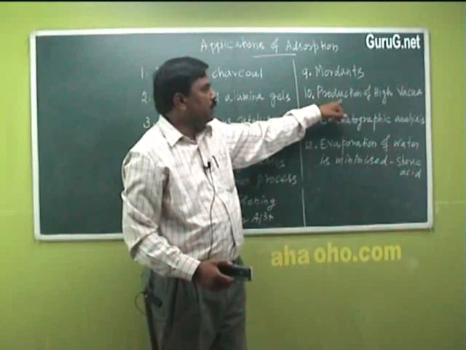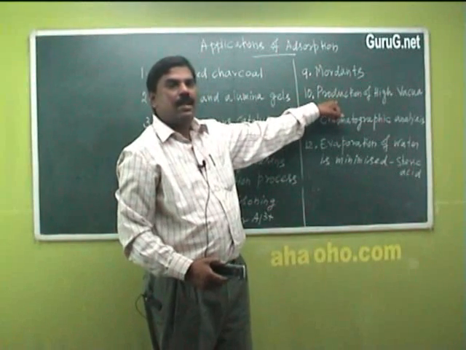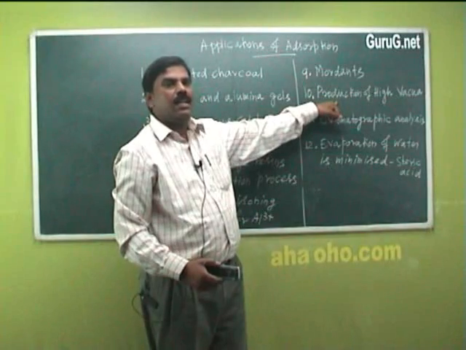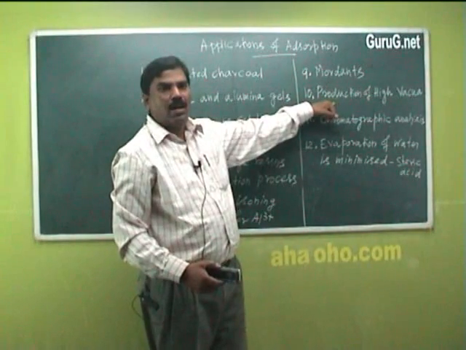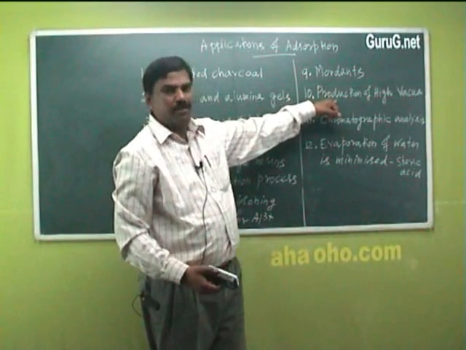The next one is production of high vacuum. High vacuum can be produced by connecting the charcoal or alumina chambers to the vacuum pumps.